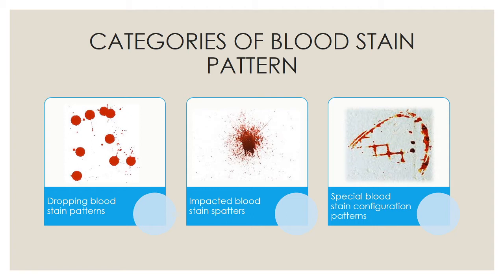And then next one is special blood stain configuration patterns. So here, when an object is in contact with the blood stain, there will be a transfer of blood from one surface to another surface, and these special blood stain configuration patterns will occur. So it is also called transfer patterns. For example, we can say a bloody footprint or bloody fingerprint. So these are the three categories of blood stain patterns. We'll see one by one.